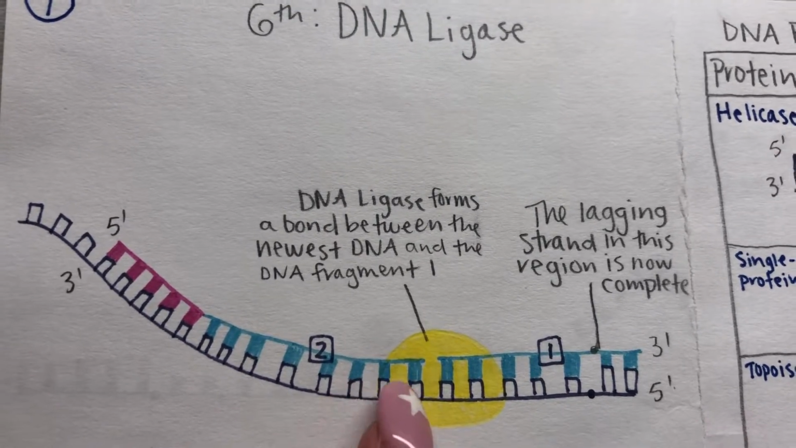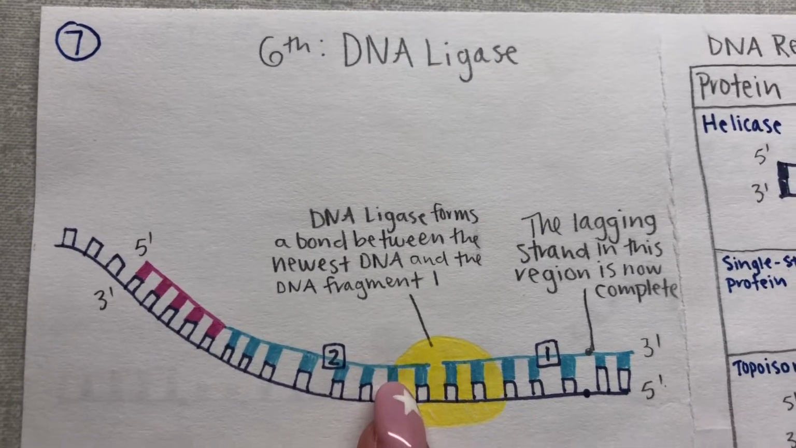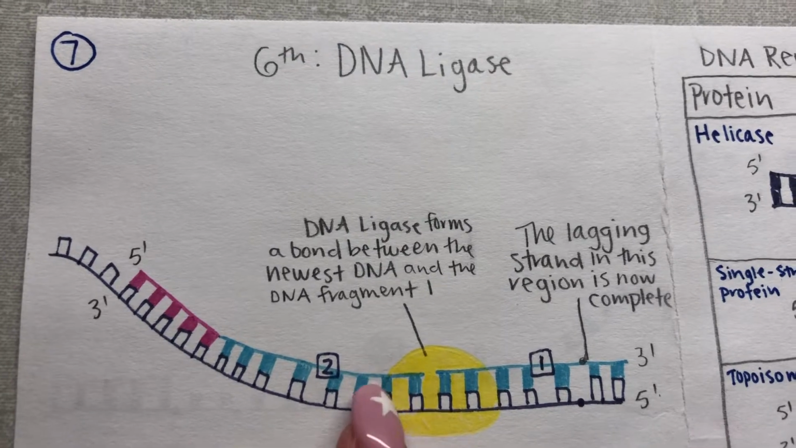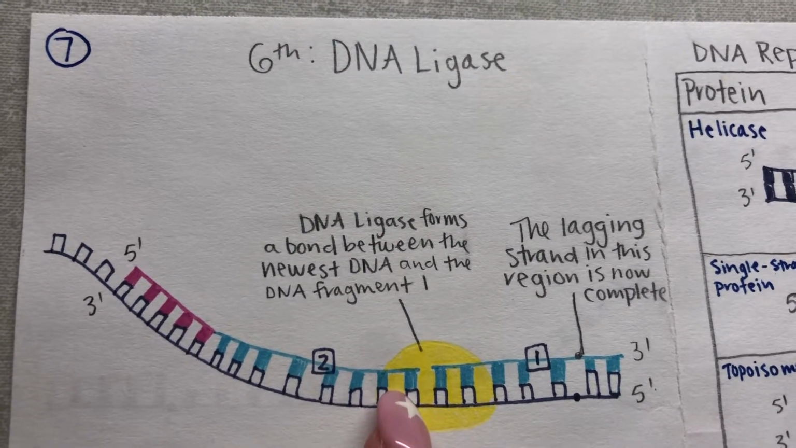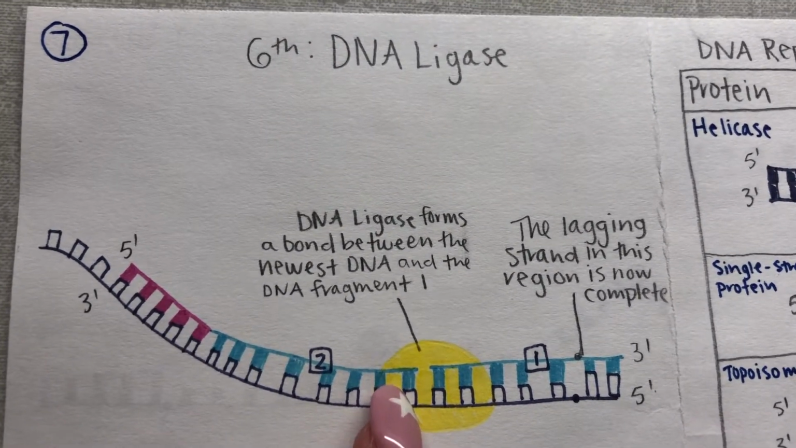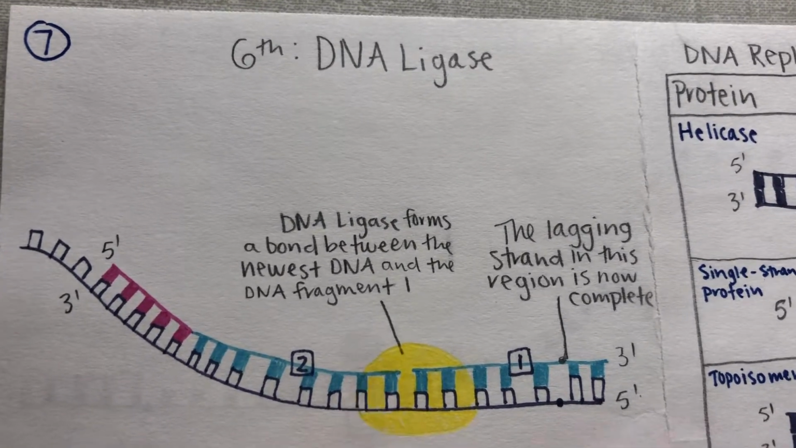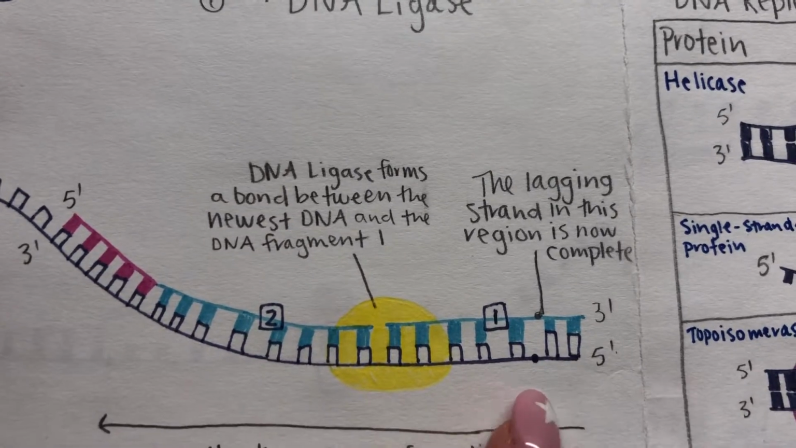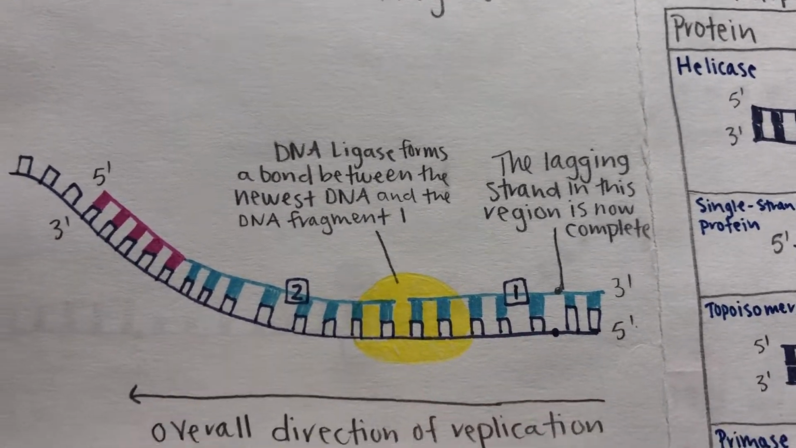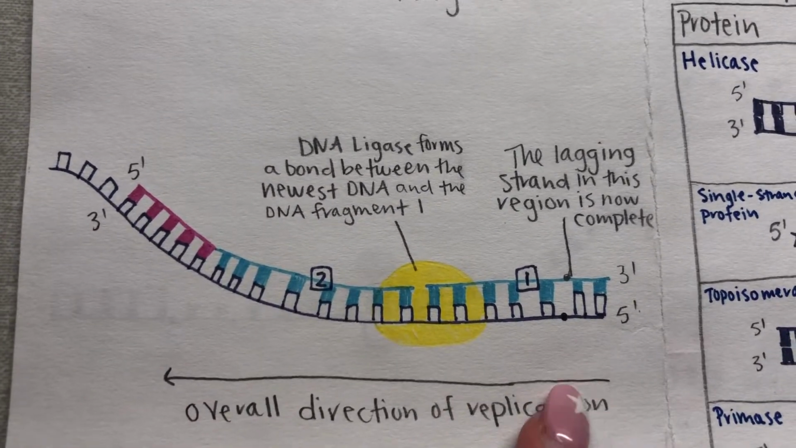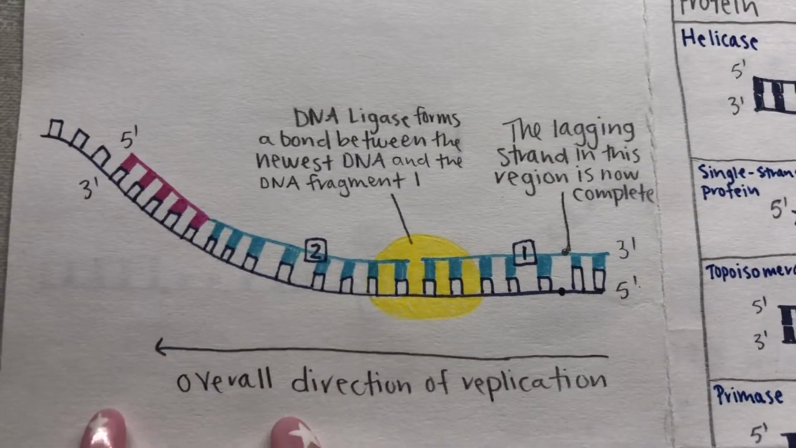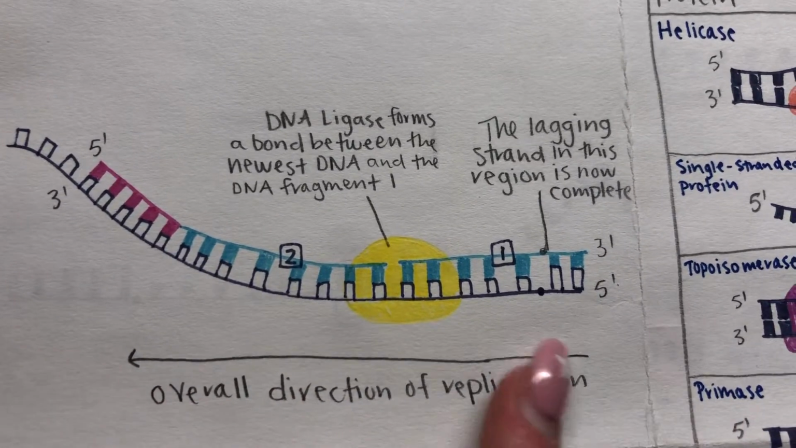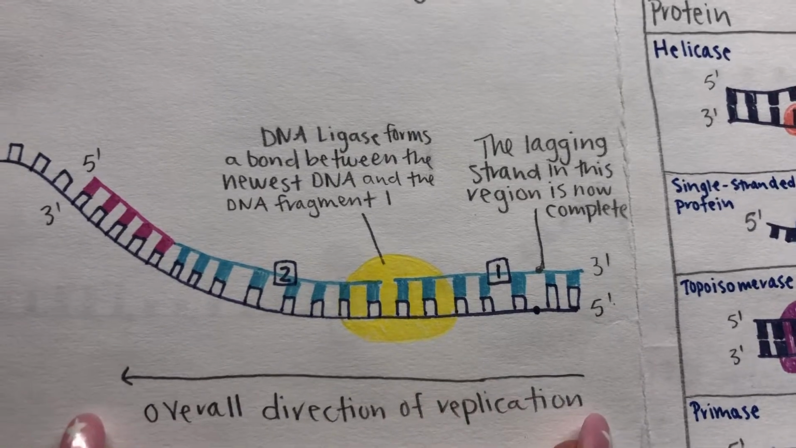So as we saw before in the little slide or picture before, these were pink, and now they're blue because they changed to DNA. They changed to DNA nucleotides. And then the lagging strand in this region is now complete. That's the origin of replication. And the overall direction of replication, we know, is going right to left.